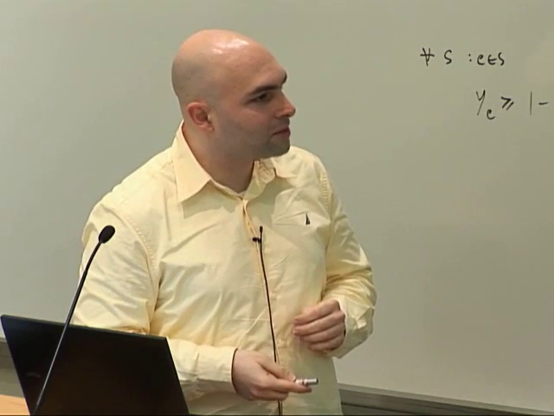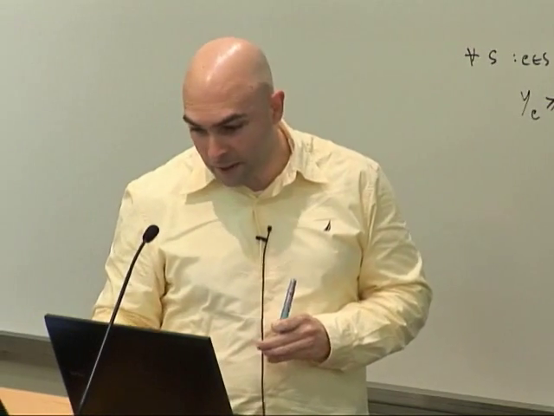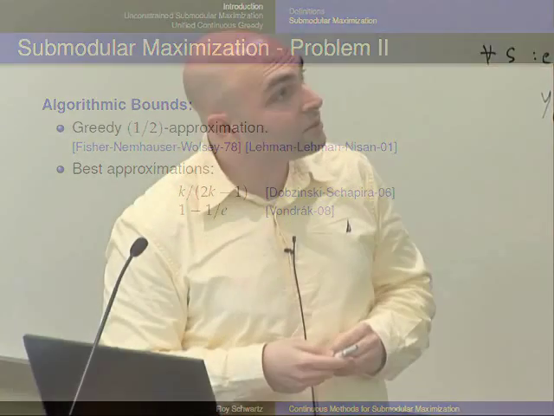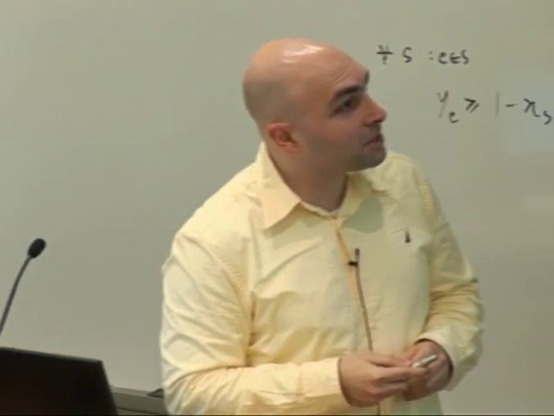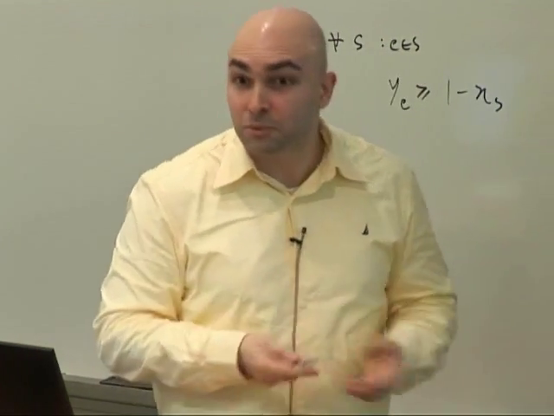And this problem also arises very naturally in combinatorial auctions. This is probably one of the main reasons for considering this problem. So what is known about this problem from an algorithmic point of view? 1/2 was known even in the late 70s using a greedy approach by Fisher, Nemhauser, and Wolsey. And actually it was reproved in 2001. They probably were not aware of this result; it was reproved again by Lehmann et al.